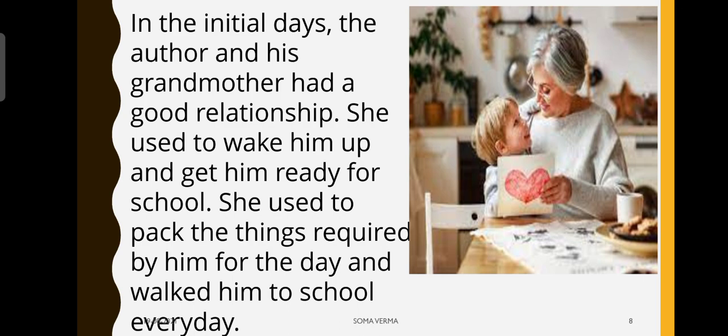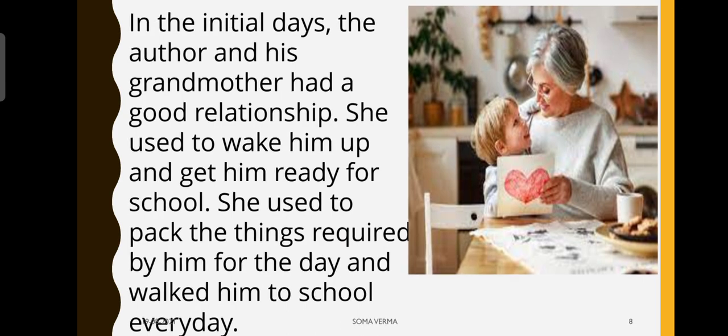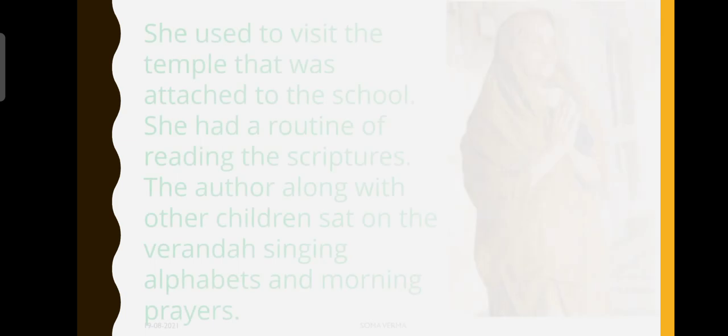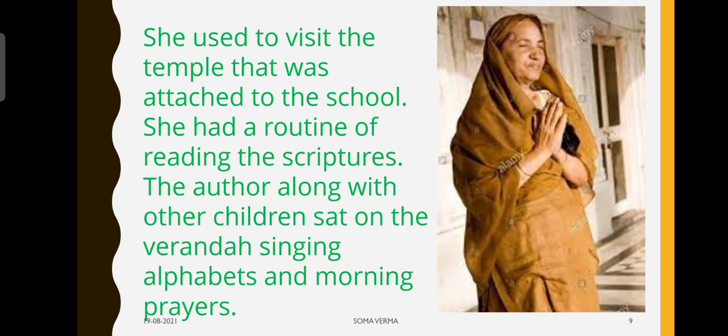Actually, you will see that there are three stages in the story. In the first stage, the grandchild, that is Khushwant Singh, and his grandmother are very close, and gradually you will see how the gap in their relationship increases. Now, the everyday activities of the grandmother are very important.